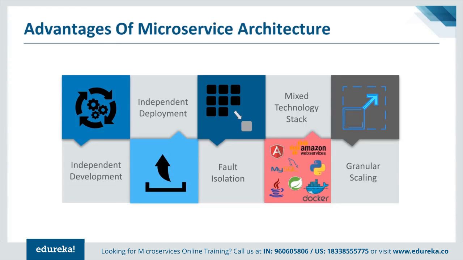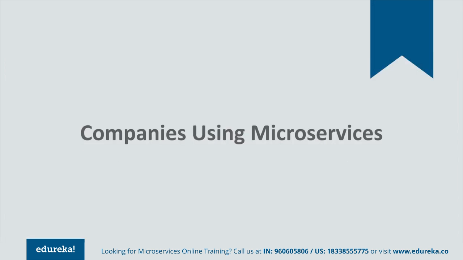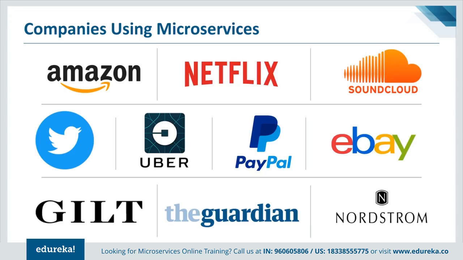And last but not the least, granular scaling, which means that services can be scaled independently, unlike my monolithic architecture, where I have to deploy multiple instances in order to scale. Here I can scale only a particular service. If I have to increase the card service, I can just scale up the card service instead of scaling up the entire application. So let's move forward. There are a lot of companies using microservices: Amazon, Netflix, SoundCloud, Twitter, Uber, PayPal, a lot of companies. And why does this happen? Because large applications become easier to manage when they're broken down into smaller composable pieces.